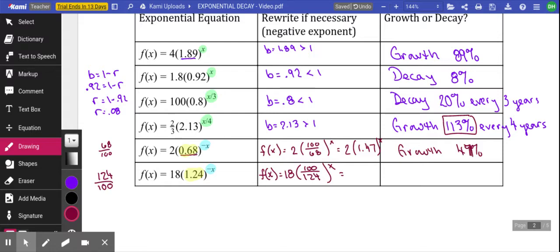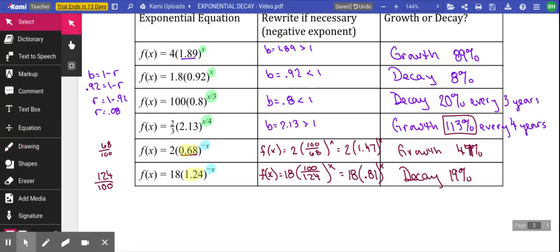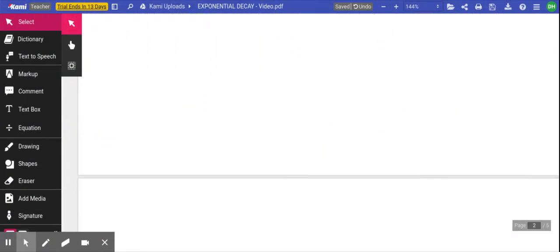And if I go 100 divided by 124 on my calculator, I'm going to round it to 2 decimals because that's even easier. We'll go 0.81. So that 0.81 is less than 1, so we're decaying. And if I subtract 0.81 from 1, I'll get about 19% each year. So those last two are extra tricky ones to watch out for.